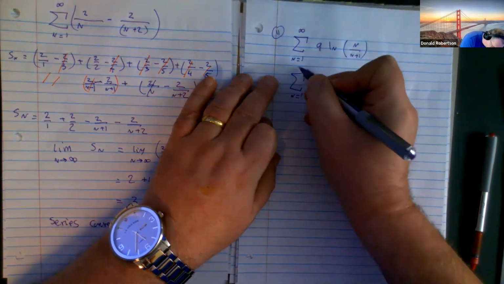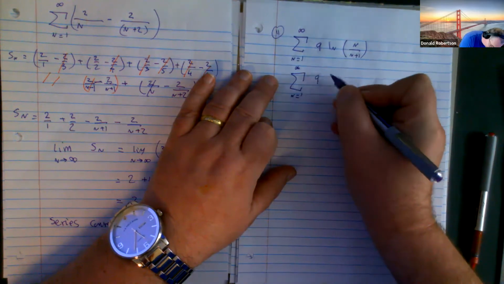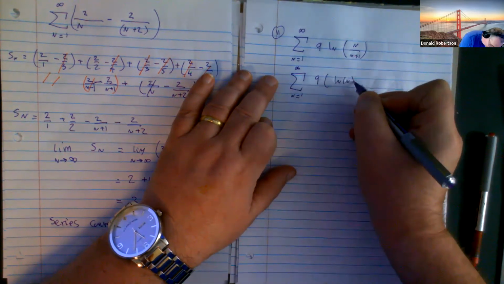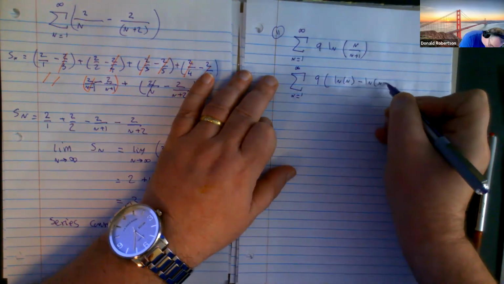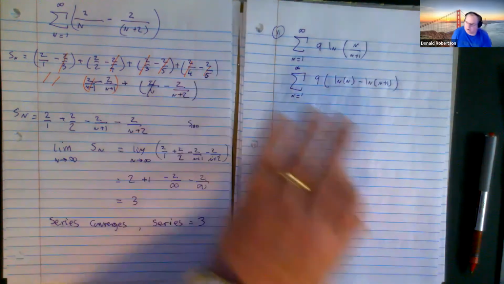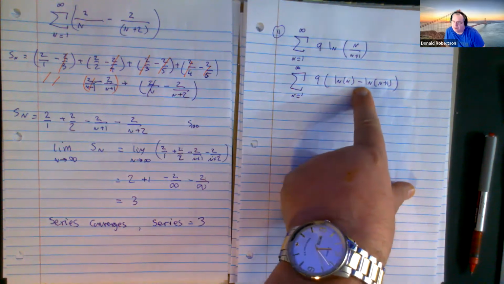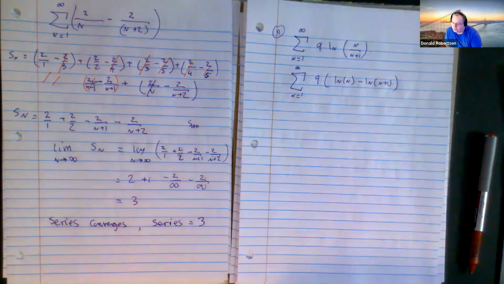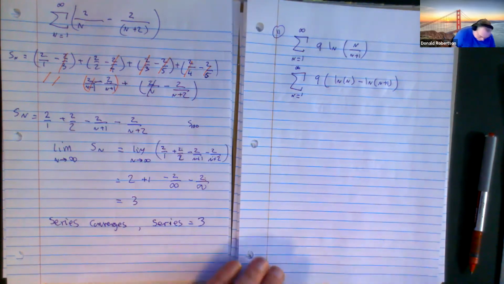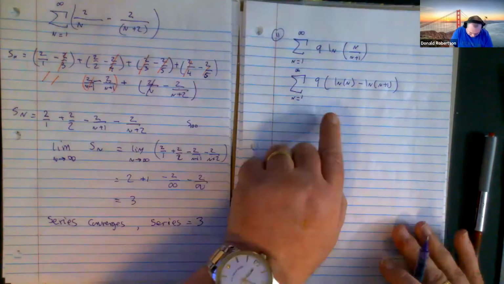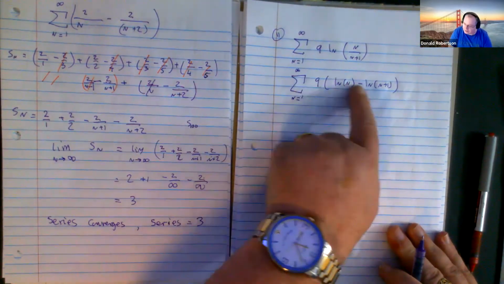If you have a log of two things divided, can't you write it as log of the first guy, take away the log of the second guy? You comfortable with that? The log of two things divided is the log of the top thing, subtract the log of the bottom, right? It's one of the laws of logs. Now, I have a telescoping series. Isn't it something, take away something, and they look like each other?